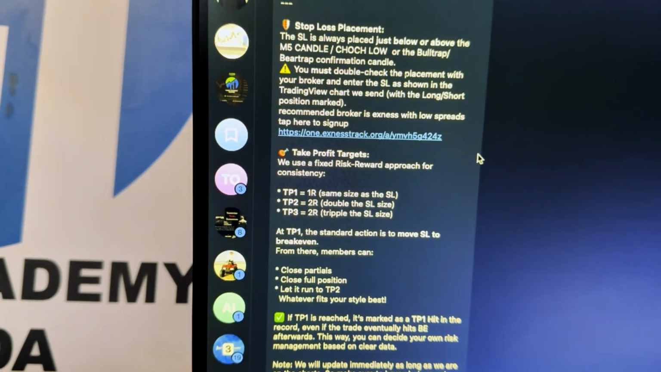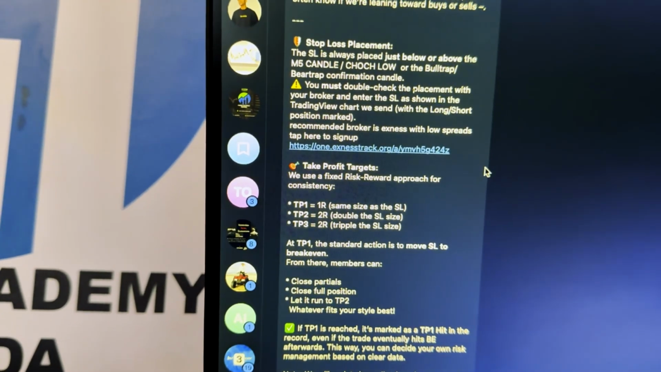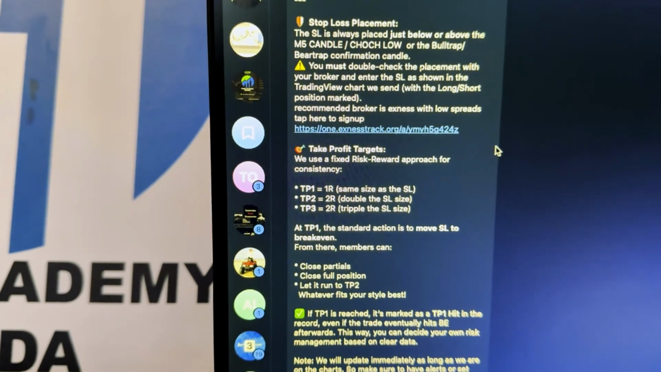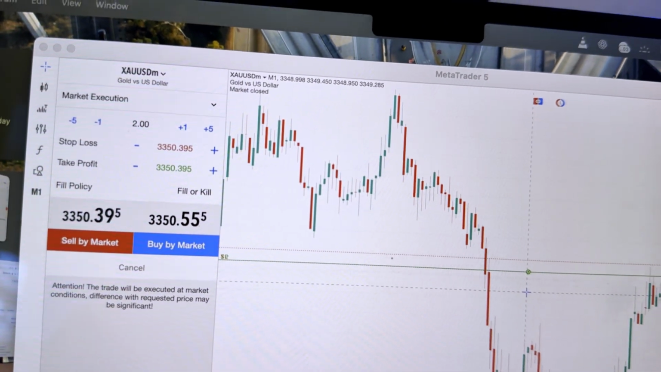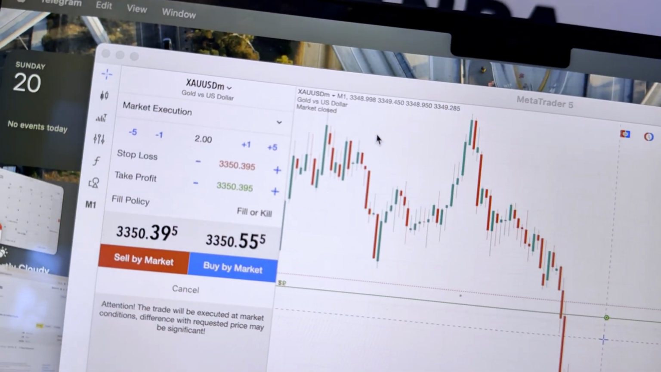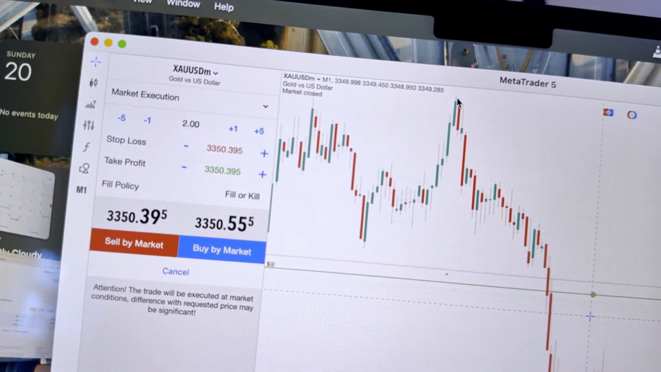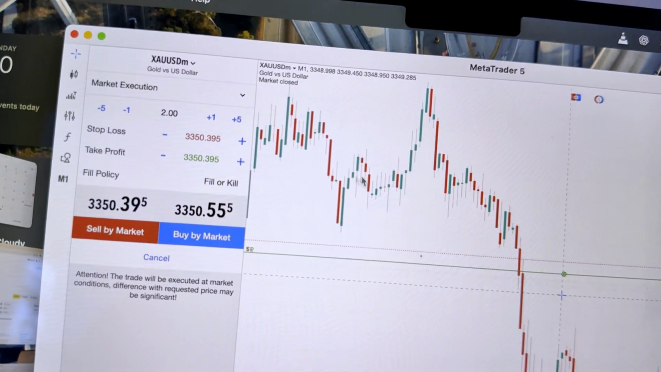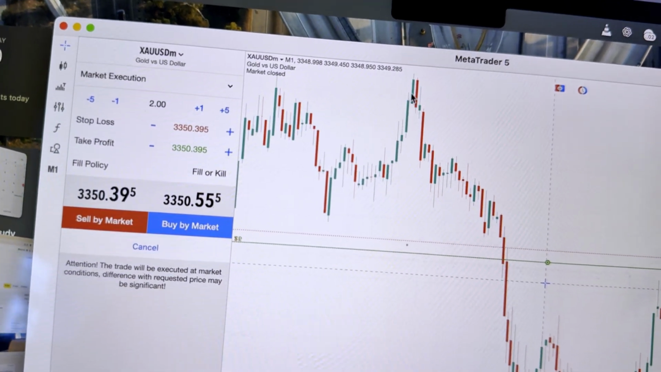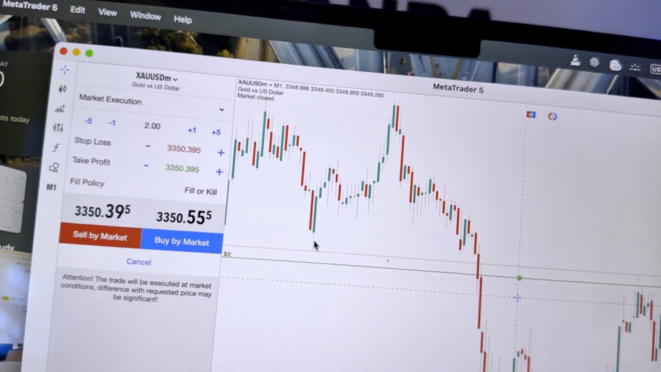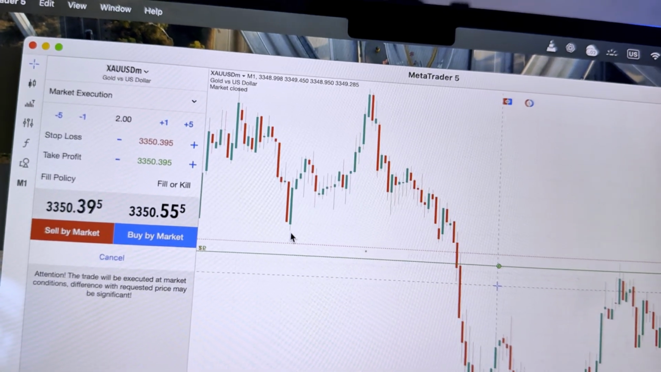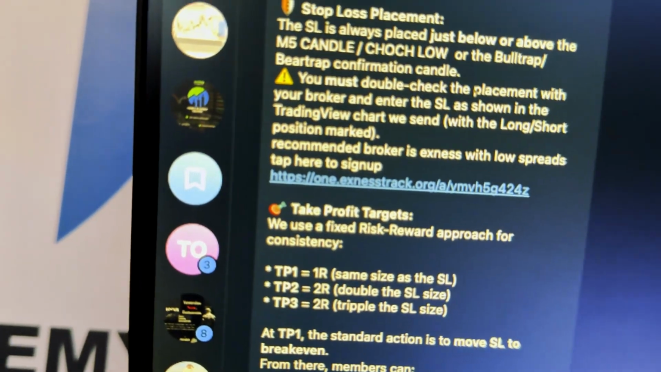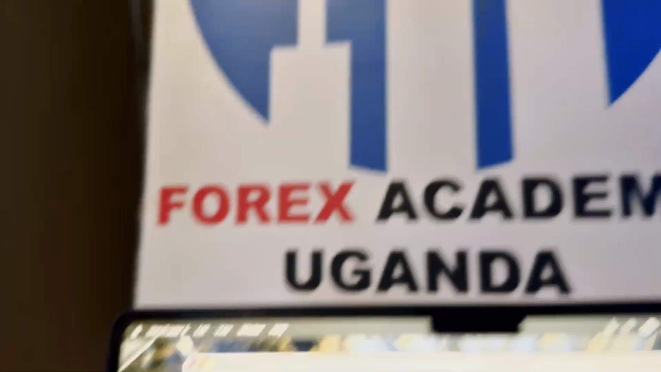So stop loss placement. The SL is always placed just below or above the M5 candlestick. The CHoCH is a change of character. This is where highs or lows, and this is an example of a CHoCH right here. We have this high taken out by this one, and then we have this low taken out by this. So this high was taken out by this low, and then this high took out this low to create a change in character. That's one of our entry confirmations. And the other entry confirmation is the FU candlestick, the M5 candle FU.